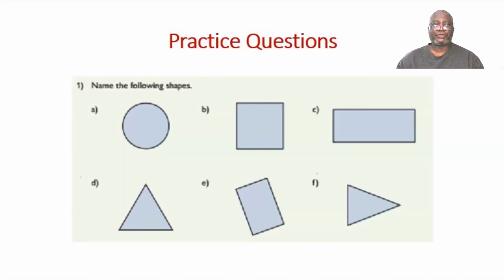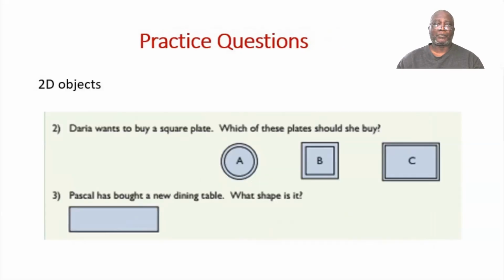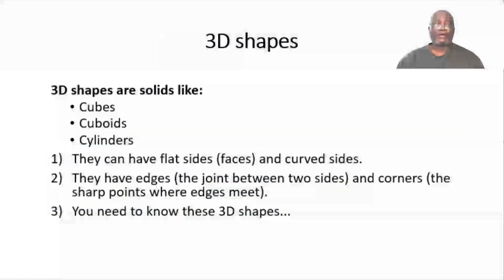Here are some practice questions. You've got 6 shapes. All you have to do is to name them. And then on the second practice question, you have a problem to solve. Daria wants to buy a square plate. Which of these plates should she buy? A, B, or C? Question 3. Pascal bought a new dining table. What shape is it? Okay, so that was 2D shapes.